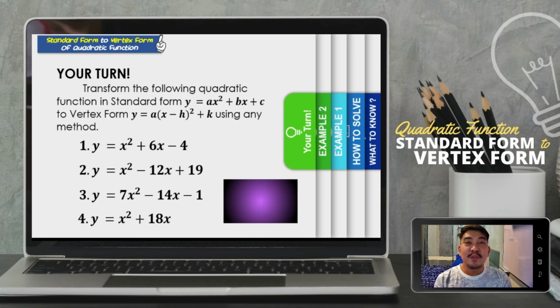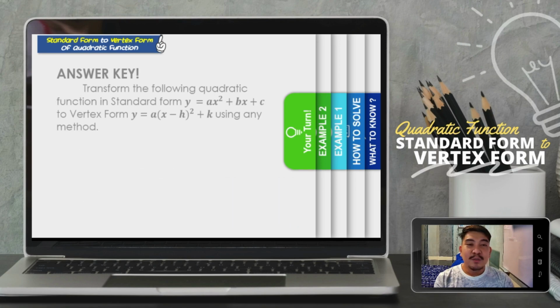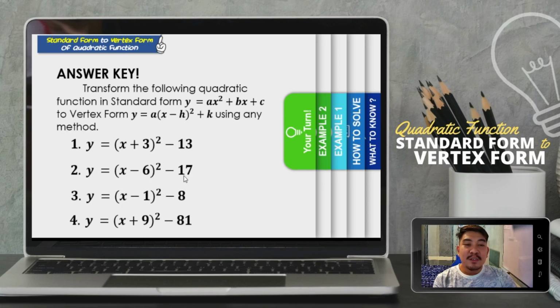So let us see if you got the correct answers. These are the correct answers to the given standard form. The corresponding vertex forms are as follows. I hope that you've learned something for today on transforming quadratic function written in standard form to its vertex form.